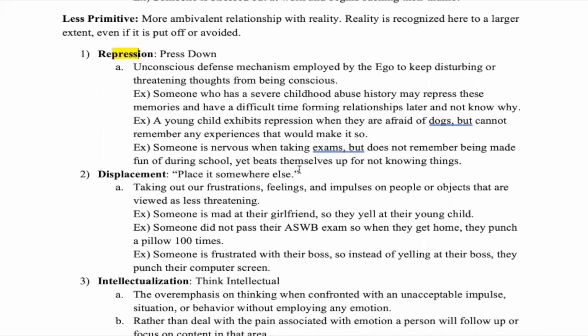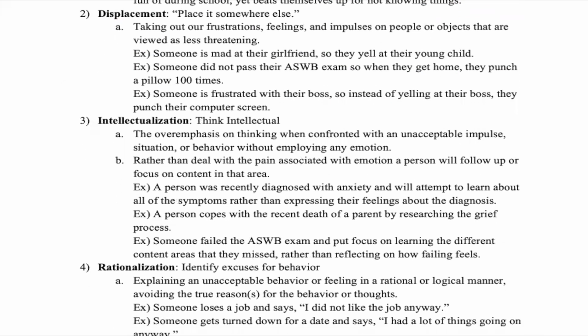Let's look at the next defense mechanism, displacement. So key emphasis on place. Why? Because this is where somebody is going to place their emotions onto something less threatening, not to mistake it for projection or reaction formation, because reaction formation is where you react or act out the opposite emotion than you're actually experiencing. And projection is where you have that projector on your chest and you're putting your own feelings and thoughts onto somebody else. Displacement is where you are placing your frustrations, feelings, impulses onto somebody less threatening.